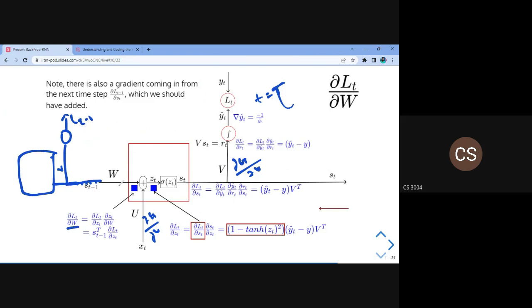And this is here, right? Now I'm just repeating. I have the same activation function. This is s_{t-1}. This is also s_{t-1}, and V is also multiplied by s_{t-1}.